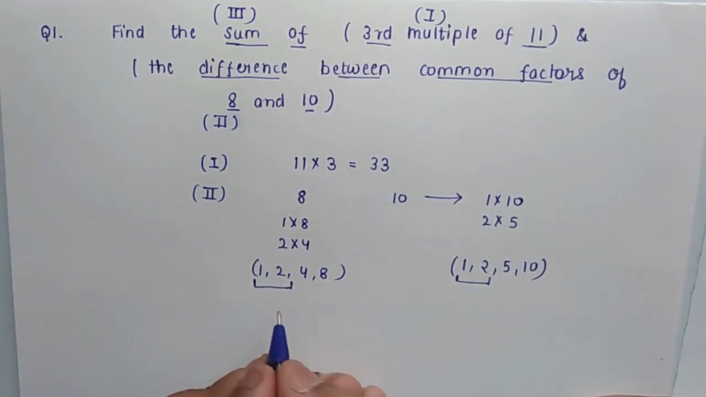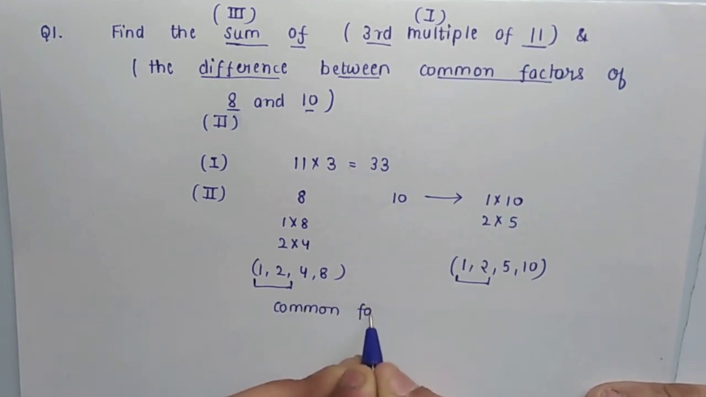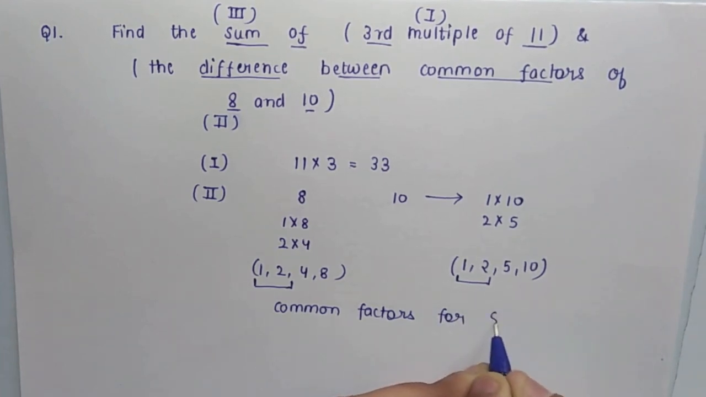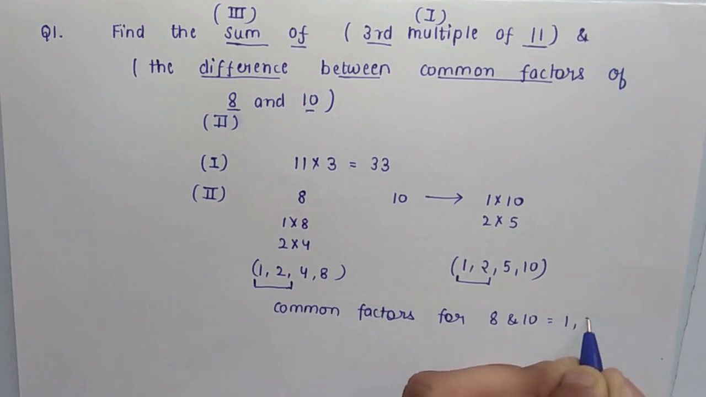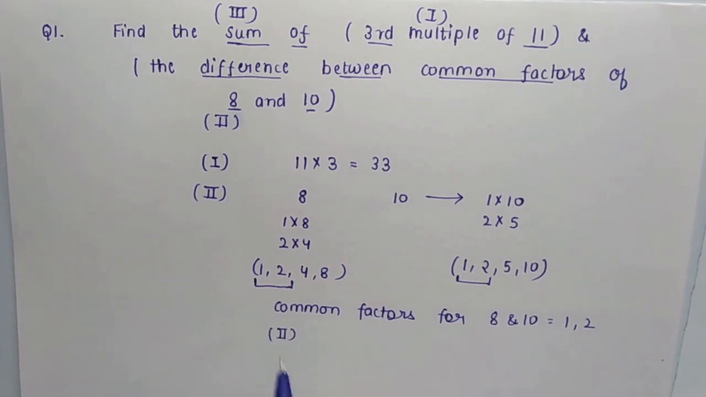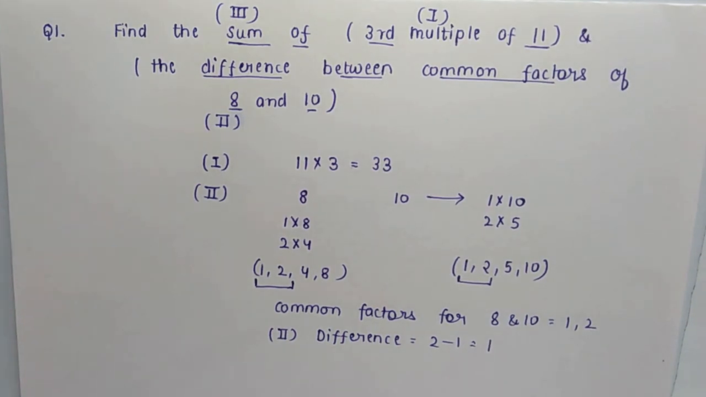So common factors for 8 and 10 are 1 and 2, and we have to calculate the difference of them. So the difference, which is the second part of our question, will be equal to 2 minus 1, which will be equal to 1.